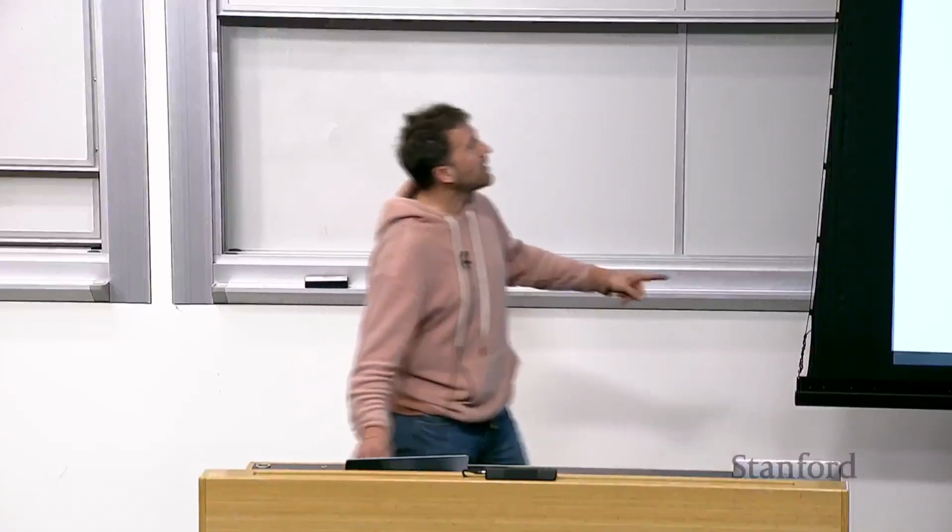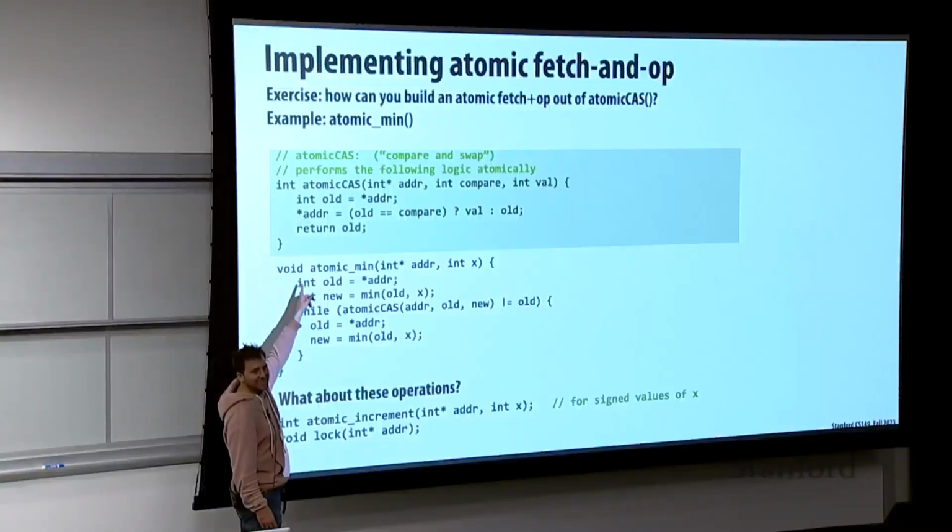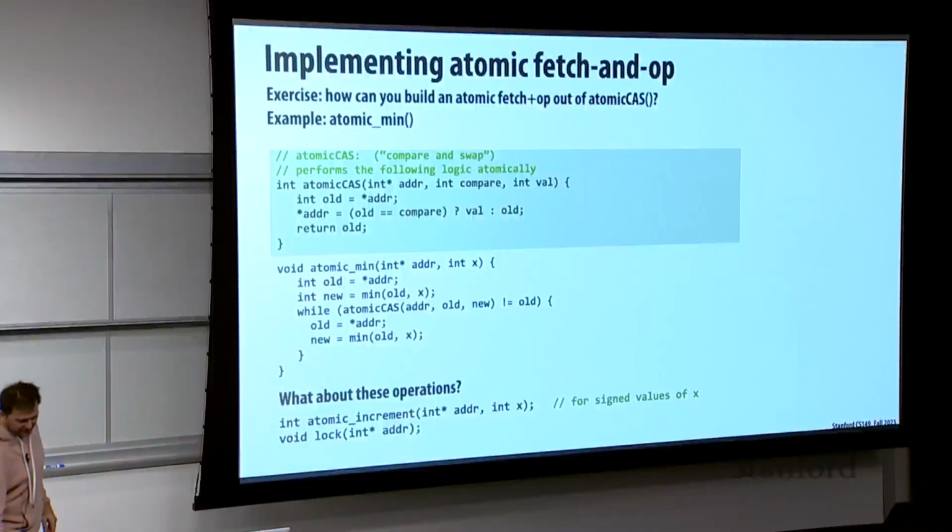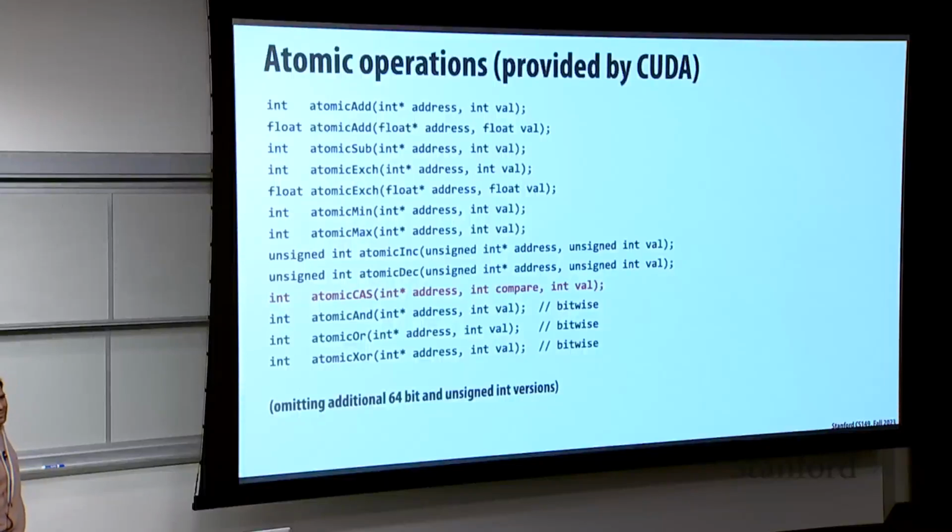So the point here is if you have an atomic CAS, you should be able to easily implement everything on this slide.